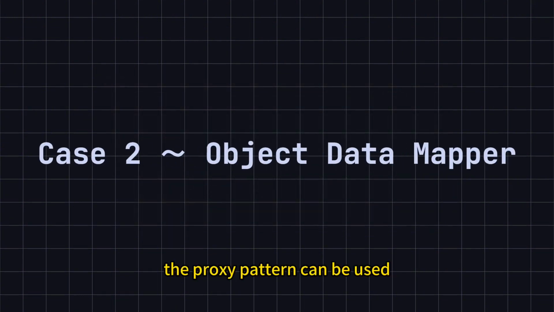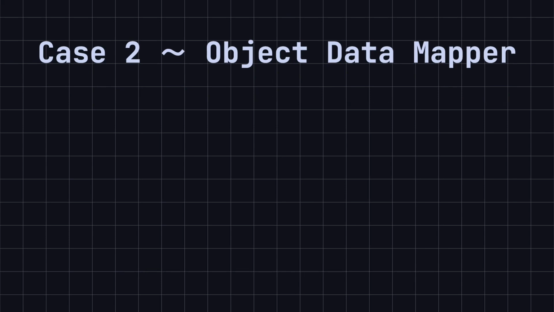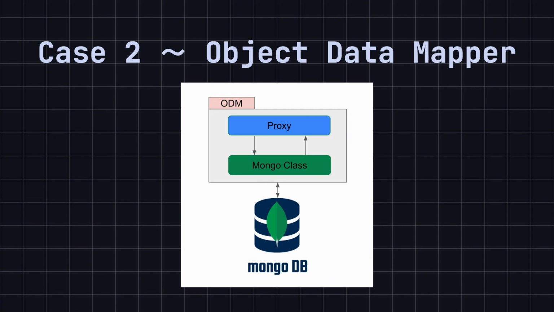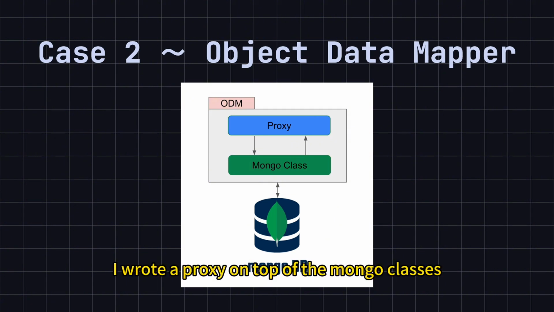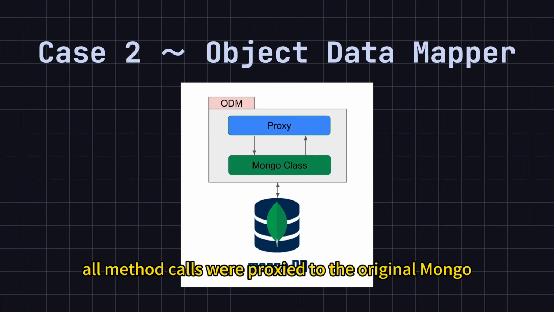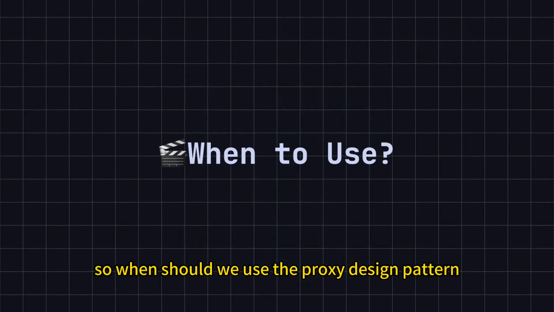The proxy pattern can be used not only for the security door example, but also for implementing data mappers. For example, I recently used this pattern to write an object data mapper, ODM, for MongoDB. I wrote a proxy on top of the Mongo classes and utilized the magic method __call. All method calls were proxied to the original Mongo class, and results were returned as is. But in the case of find or findOne, data was mapped to the desired class objects instead of returning a cursor. So, when should we use the proxy design pattern?